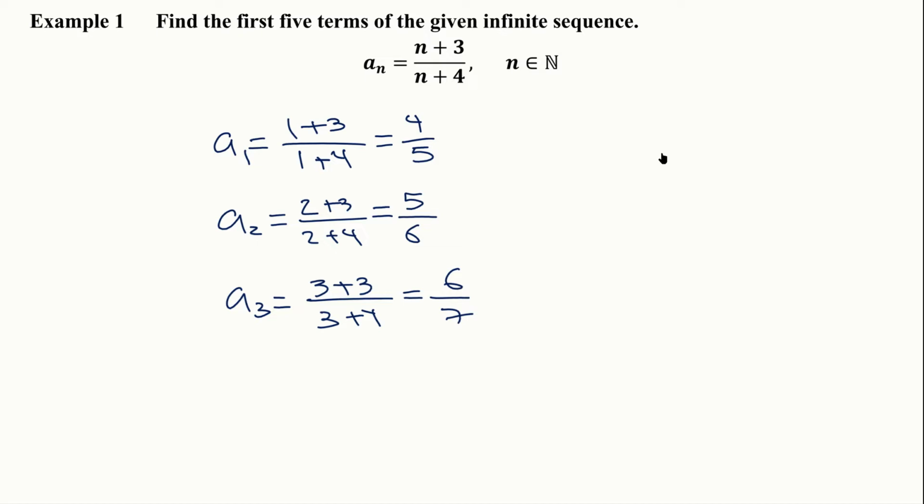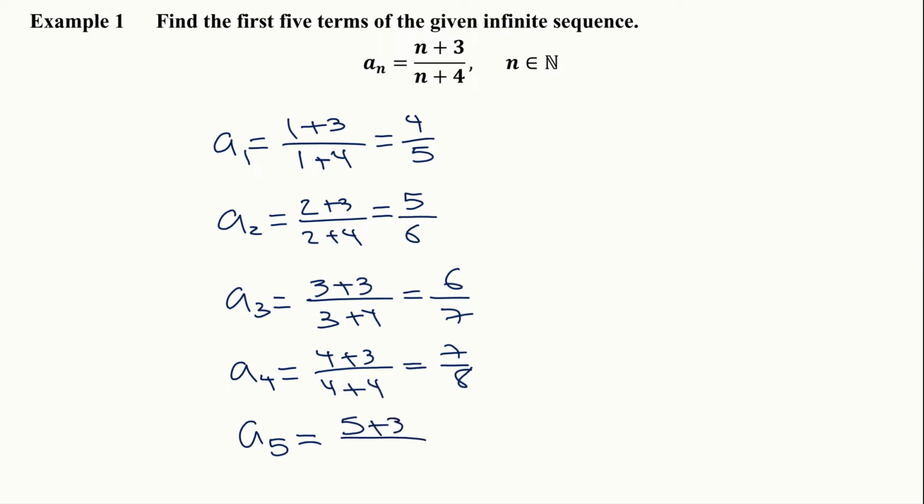So you probably have guessed the next term should be what? 7/8. Yeah, but that's because it's just going to be (4 plus 3) over (4 plus 4). And the last one, a5, or the fifth term, is going to be (5 plus 3) over (5 plus 4). So it'll be 8/9. Okay, and that's how you would find those 5 terms.